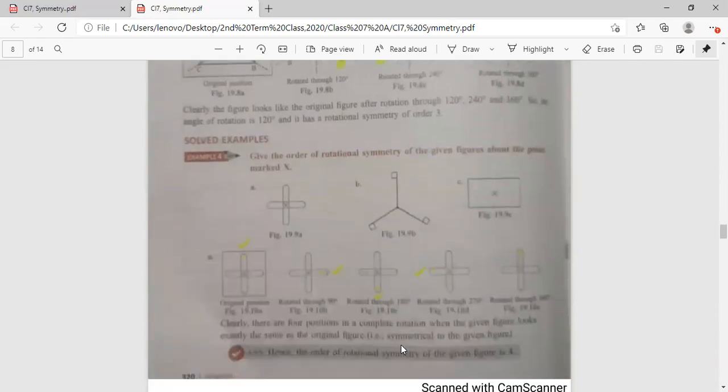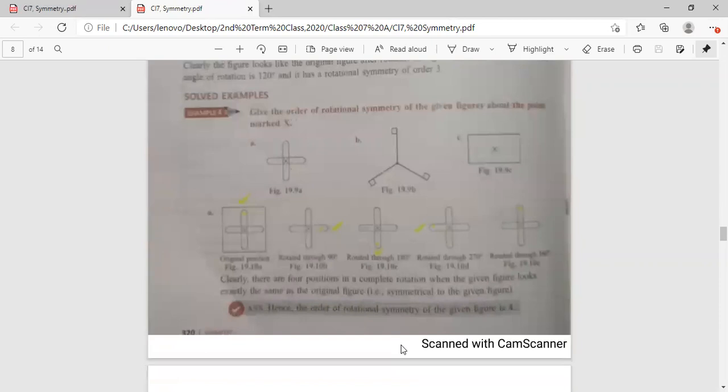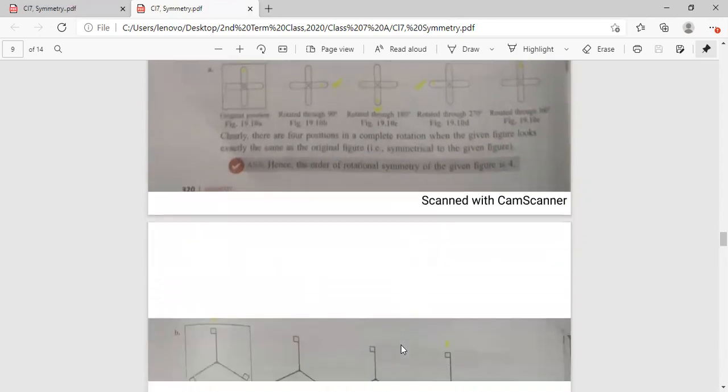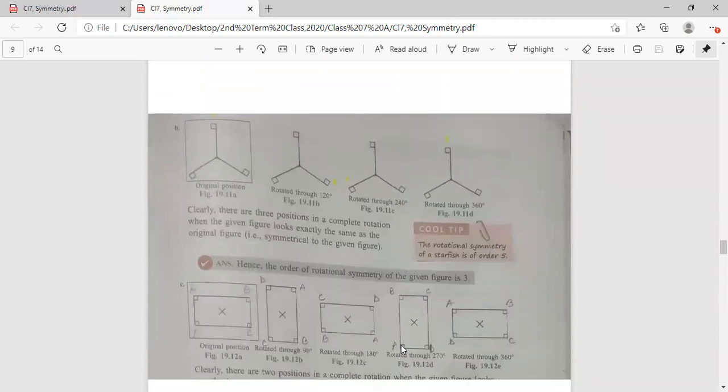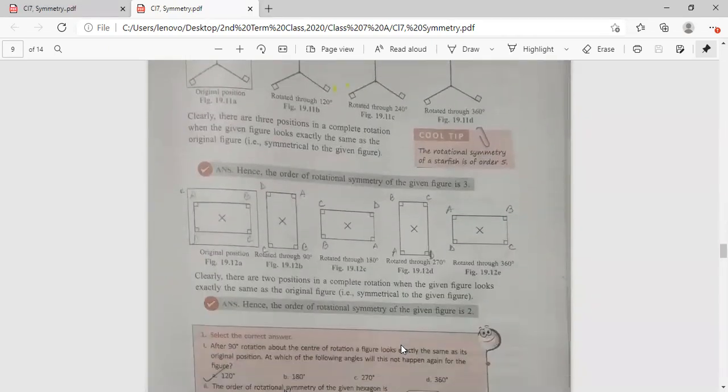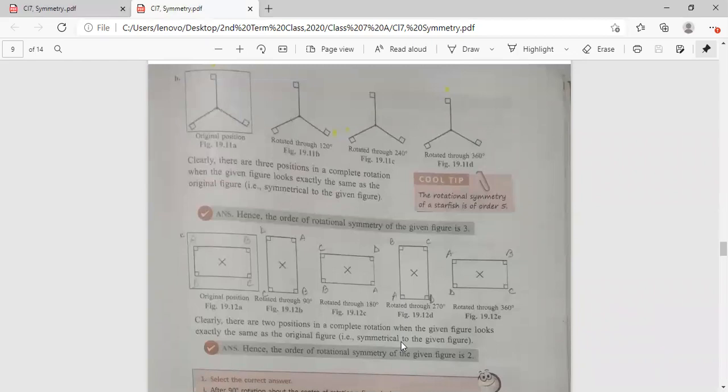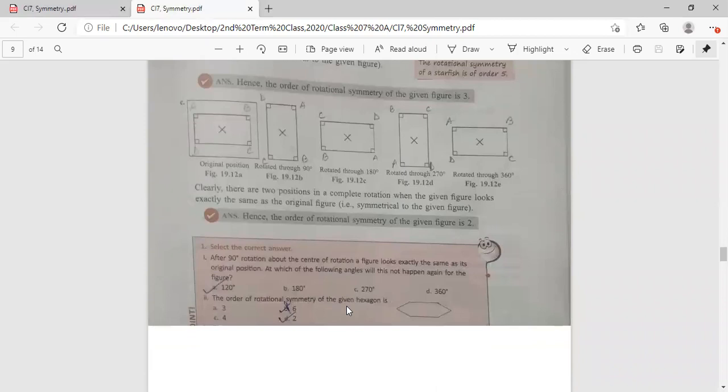So here are some more examples which you can go through. The order of rotational symmetry is written clearly, and it is also done with the help of the diagram. Even this is done with the help of the diagram. This is the original position. So these figures have to be rotated through 120, 240, and 360. Then this is another example already done. You'll get the PDF, don't worry.